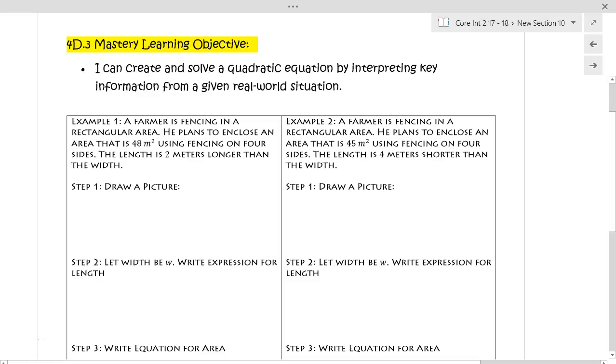Hi guys, today we're looking at 4D.3. Our math learning objective is: I can create and solve a quadratic equation by interpreting key information from a given real-world situation.